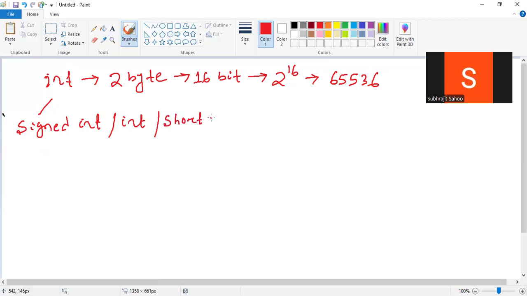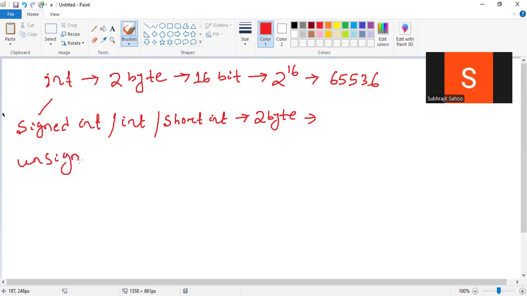Short int. So storage size is how much? Integer, 2 byte. How many values? 65,536. But signed int means negative values we can store as well as positive values also. Right? I will tell that one, size I will tell, range I will tell. Now second one is what?